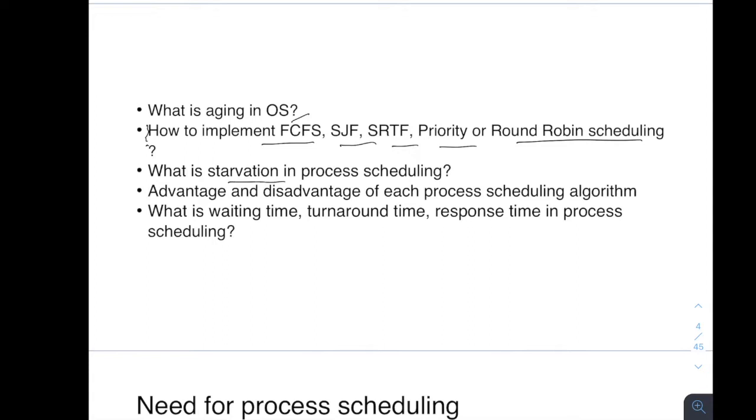Then what is starvation in process scheduling? What are the disadvantages of each process scheduling algorithm? And at last, what is waiting time, turnaround time, response time in process scheduling? So you should be able to answer all of these questions once you go through this session.